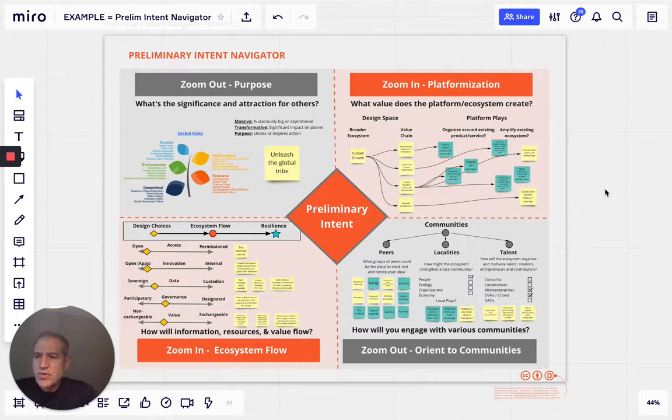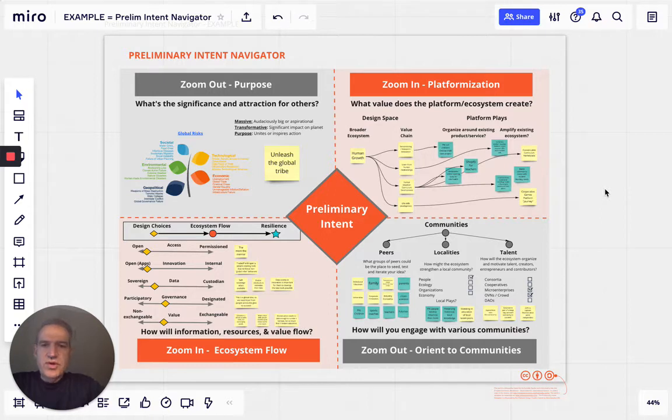Hey everyone, I wanted to give a brief overview on the prototype we've been developing for the Preliminary Intent Navigator tool, which is an open source tool for platform ecosystem design. So I'm going to spend just a few minutes going through the tool.